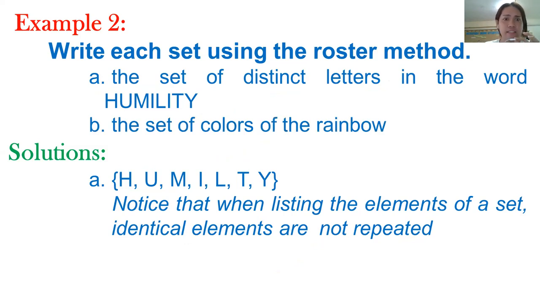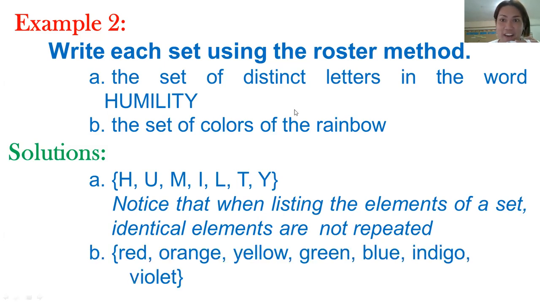Another example: the set of colors of the rainbow. Can you imagine the set of colors of the rainbow? How will we apply the roster method in listing all the elements of this set? We have red, orange, yellow, green, blue, indigo, and violet. Okay, I got the correct answer, and I hope everybody got it correctly.